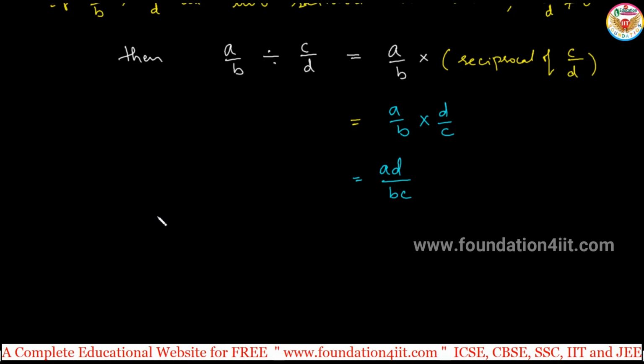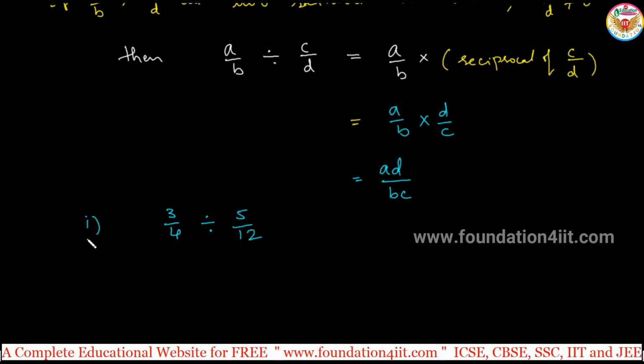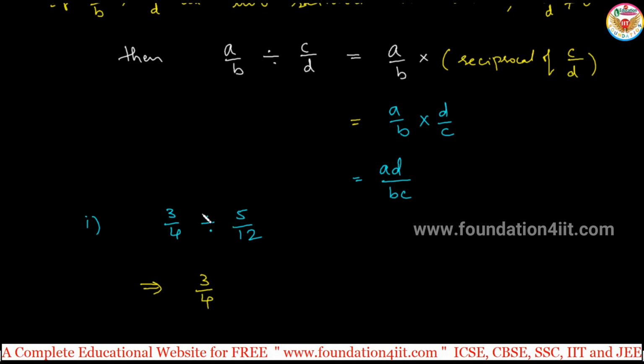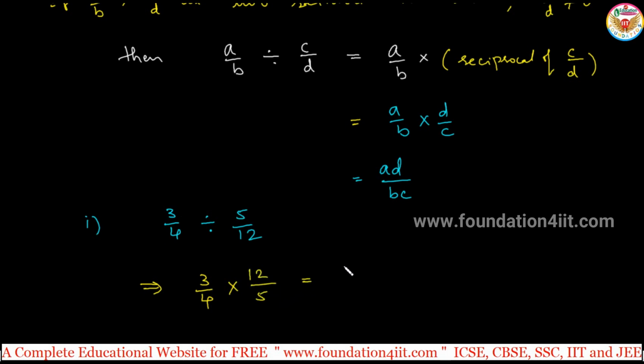Remember that. So 3 by 4 is one number divided by 5 by 12. So 3 by 4 divided by 5 by 12. 3 by 4 is a fraction, so we write 3 by 4 as it is. The division symbol you must keep as into, then the reciprocal of 5 by 12, that is 12 by 5. Now we can continue the multiplication process.